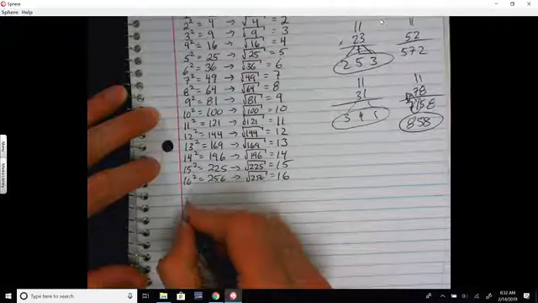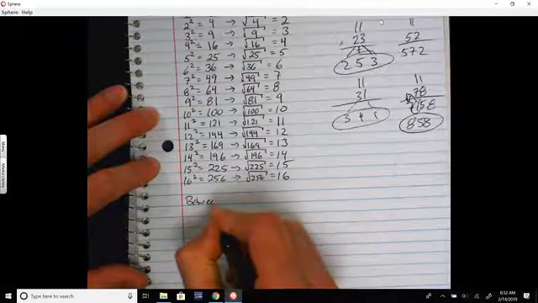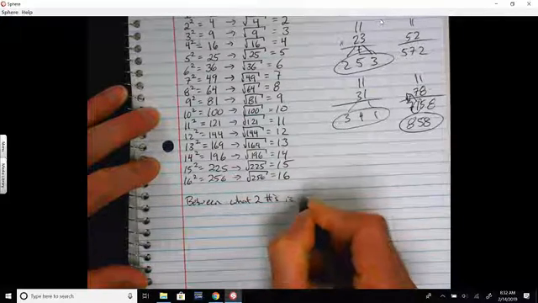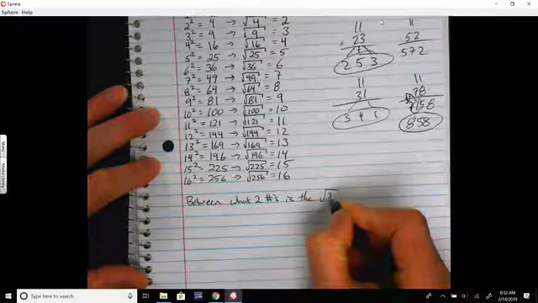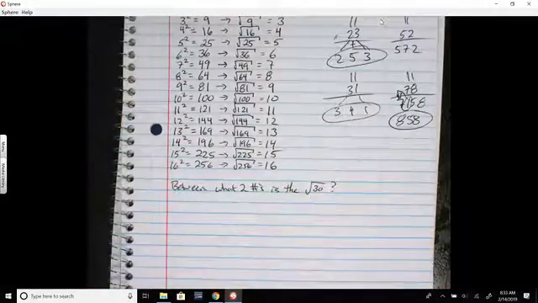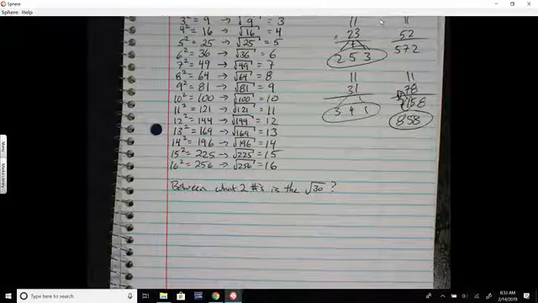Okay, so here's the next question. Between what two numbers is the square root of 30? You may not even get to the worksheet today. Okay. So between what two numbers is the square root of 30?